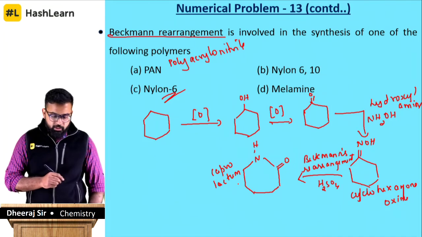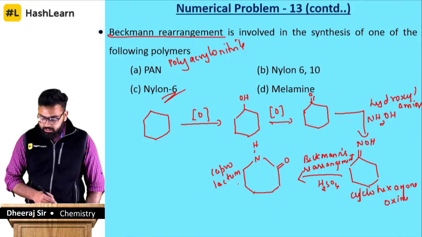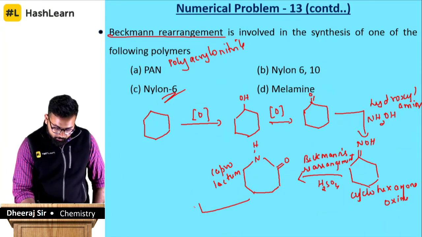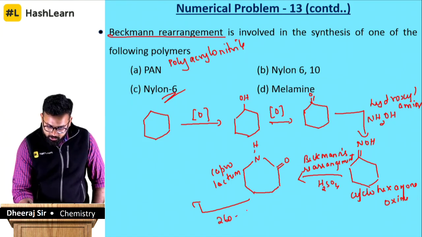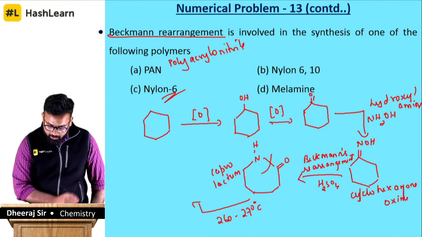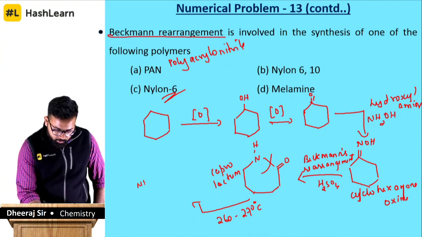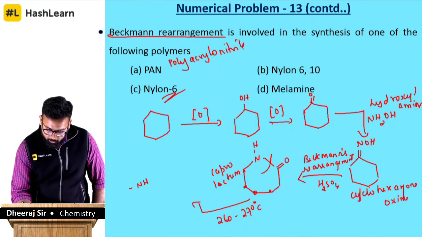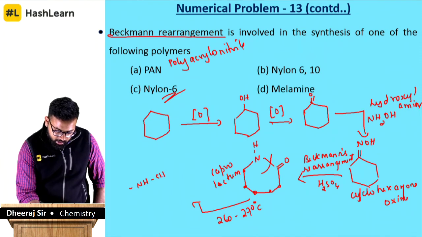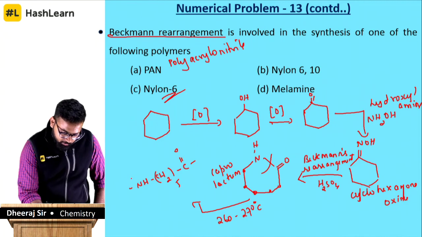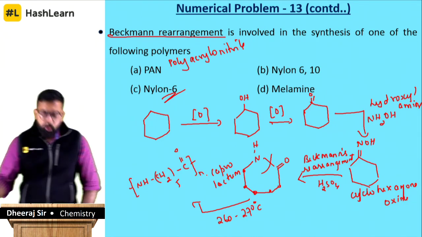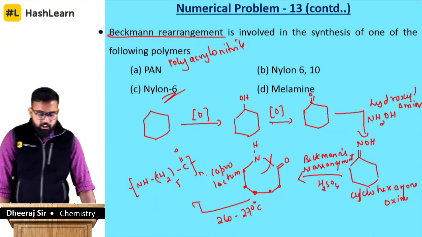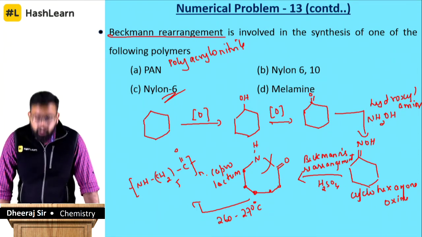See, the only rearrangement that matters here is Beckmann's rearrangement. This is caprolactam, and caprolactam on prolonged heating at around 260 to 270 degrees Celsius, the bond will break here. So you will end up with NH, 1 carbon, 2 carbons, 3, 4, 5. So 5 carbon, that's CH2 5 times, and then C double bond O and a free bond. So this is how the polymerization will occur. So Beckmann's rearrangement plays an important role in the formation of nylon 6.